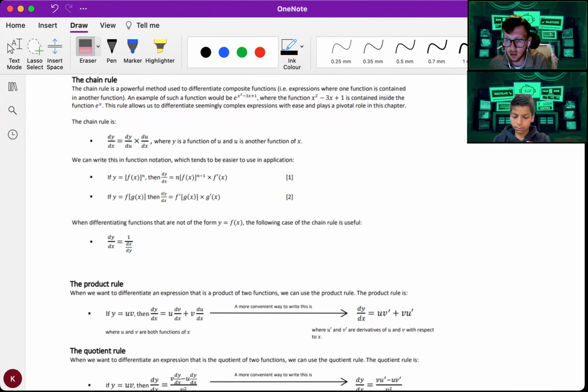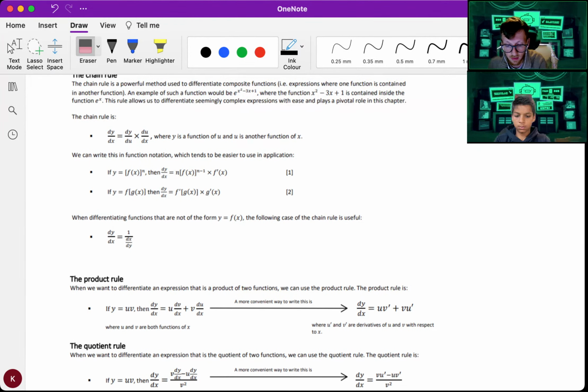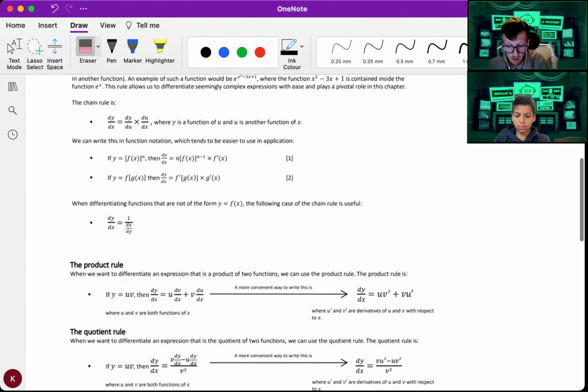So there are three main rules in our differentiation. This is the year 2, year 13, A2 content. First is the chain rule. It's a really powerful method to differentiate what's called a composite function, where one function is contained within another. So for example, e to the power of x squared minus 3x plus 1. X squared minus 3x plus 1 is itself a function and it's contained within the function e to the x. So this rule allows us to differentiate seemingly complex expressions.